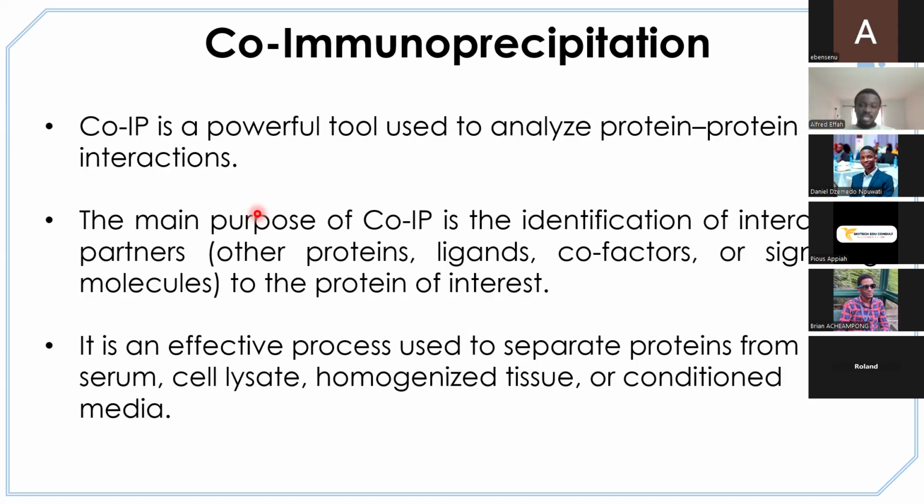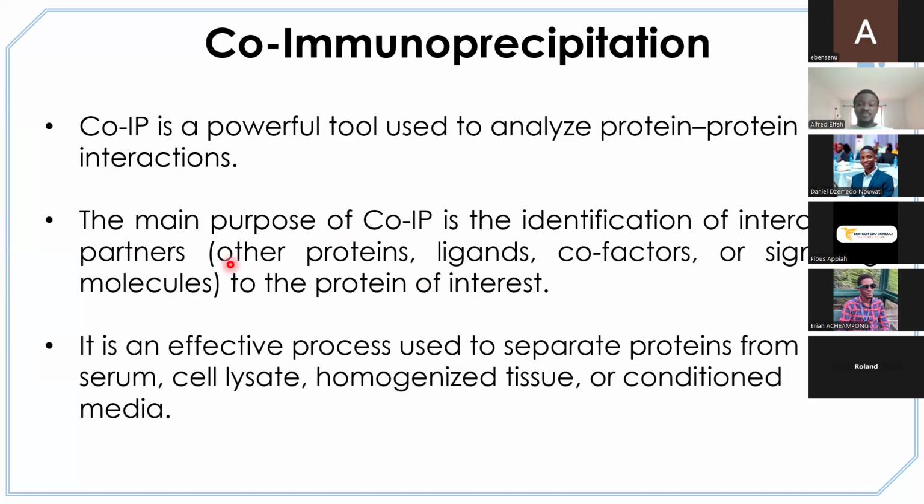How do you confirm it? How do you convince us that indeed these proteins are interacting? That is when we use co-immunoprecipitation. It is used to analyze protein-protein interaction: protein A, let's say protein B, protein A to, let's say, protein X, and what have you. So here, the main purpose is to identify interaction partners. We are interested in protein A, but we also want to find out if protein A is interacting with protein X. It can be any other protein, a cofactor, or any signaling molecule that we think the protein is interacting with.